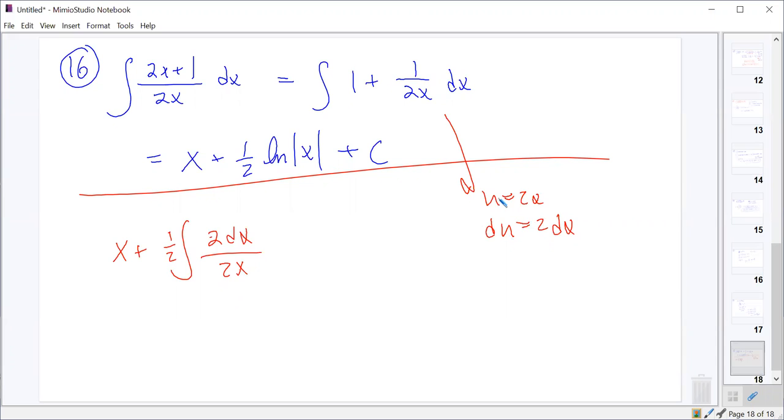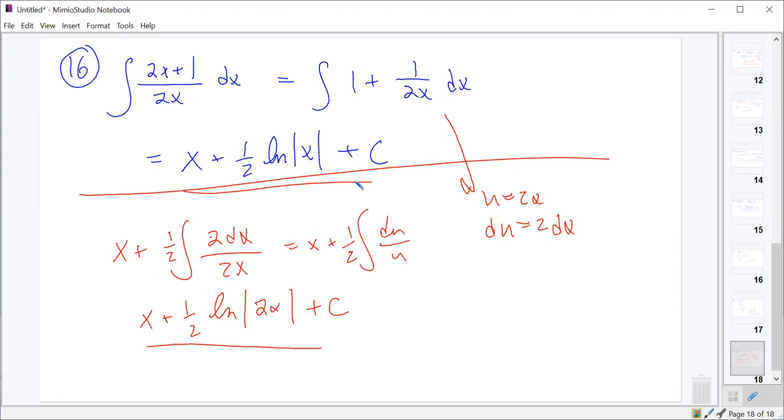But if you didn't see that, if you do the u substitution, you get x plus 1/2 natural log absolute value u, right? This is x plus 1/2 of du over u. So 1/2 natural log absolute value u, which is 2x plus a constant, which looks different than the answer that we got, which is what the answer choice was.